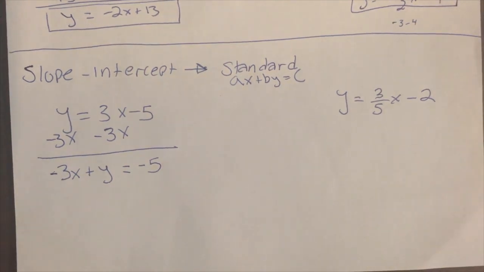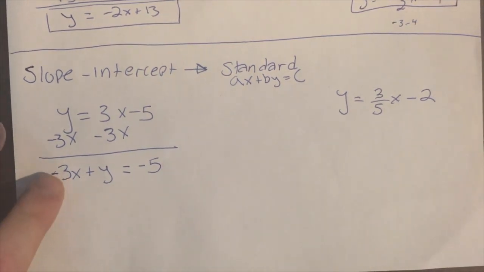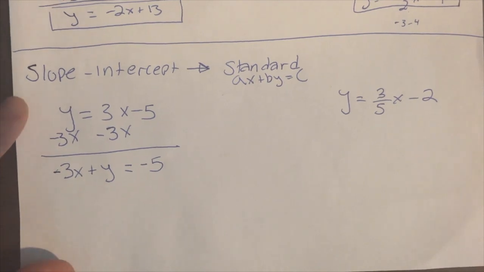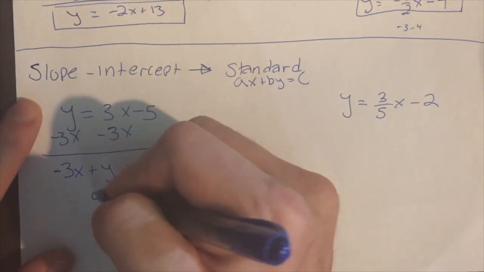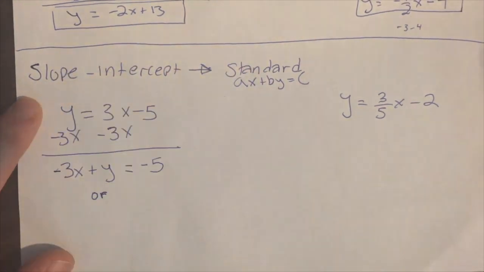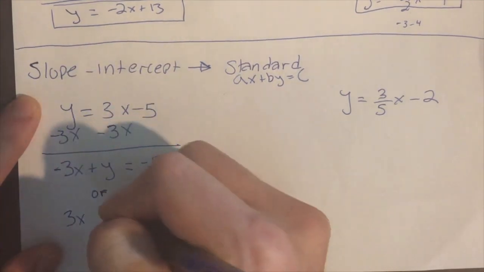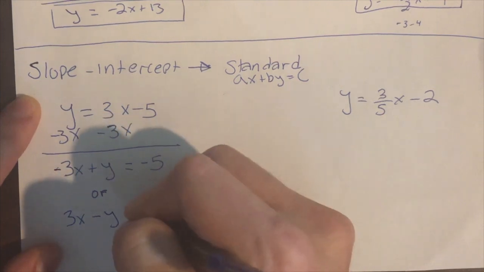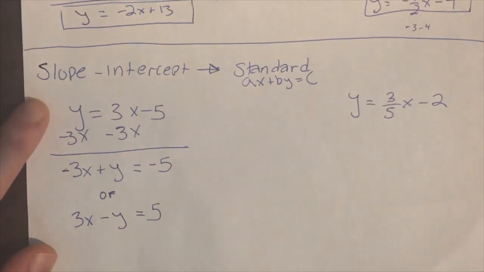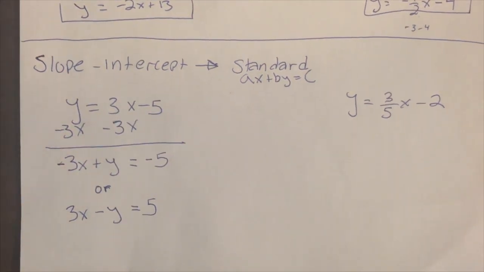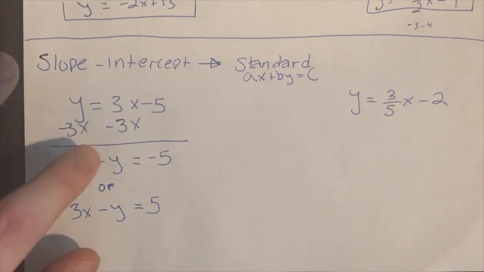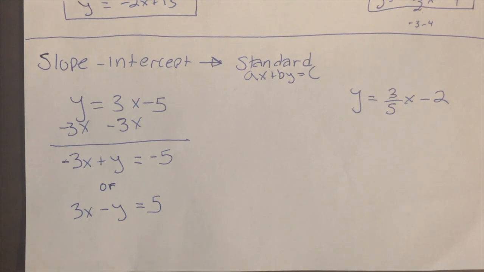Some people say that the leading coefficient, in other words, the coefficient in front of x, cannot be negative, so you have to make it positive. So an equivalent way to write this is 3x minus y equals positive 5, and all I did there was multiply through by a negative 1 to flip this sign and flip that sign. And if you multiply both sides by the same thing, you get an equivalent expression.